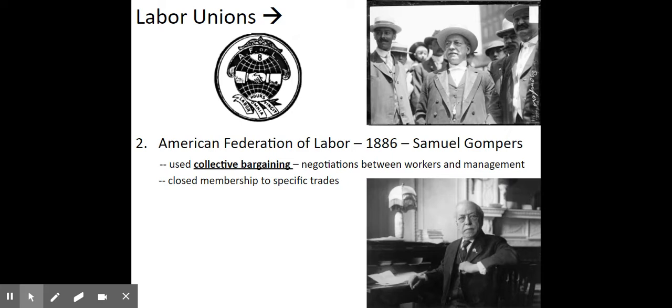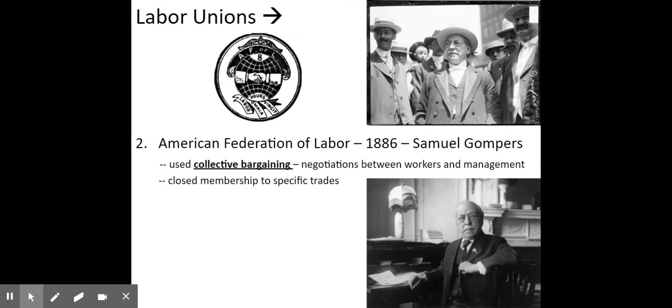Okay, so the Knights of Labor open to everybody. American Federation is closed except to certain occupations. Okay, the AFL is still around today. All right. It joined with another labor union, the CIO. So it's the AFL-CIO today, but it is still around today.